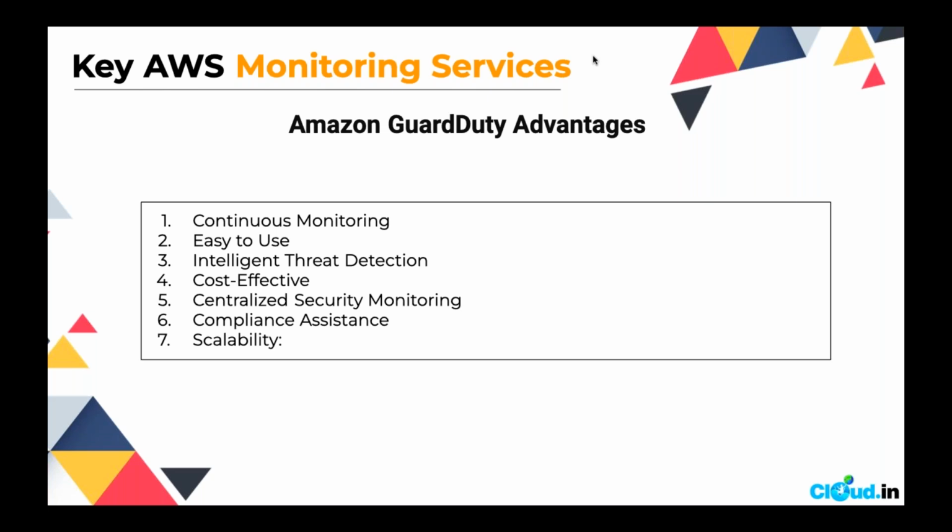So, intelligent threat detection. GuardDuty uses machine learning and threat intelligence to detect, analyze and prioritize security findings, which will help you focus on the most critical issues. So, GuardDuty provides you a dashboard for your AWS account, and all the findings by GuardDuty will appear in that GuardDuty dashboard.